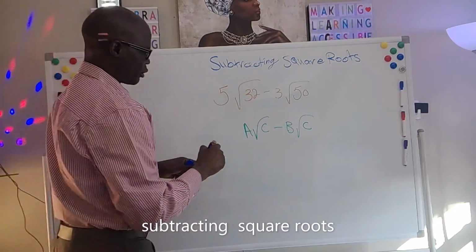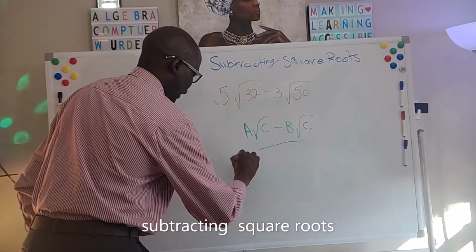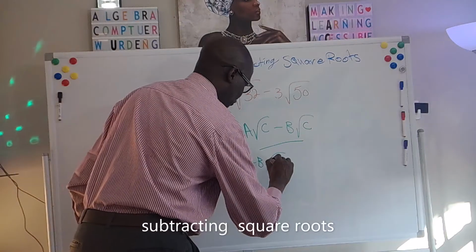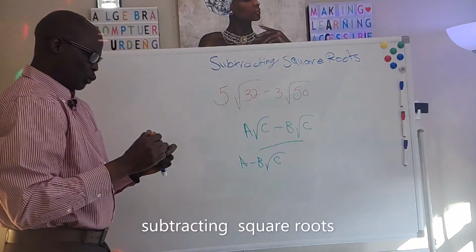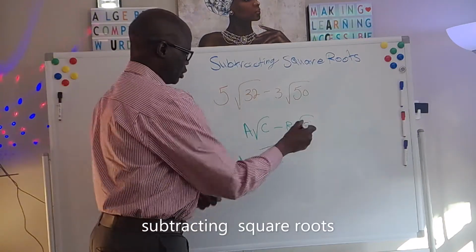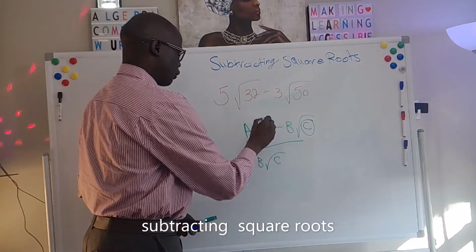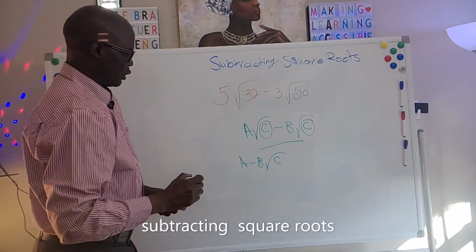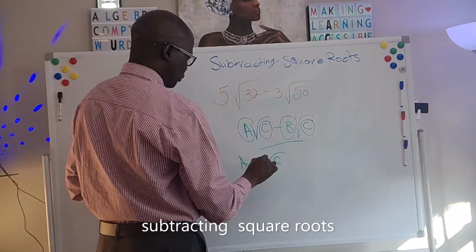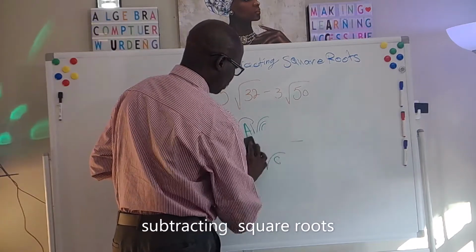From here, you can say A minus B times the square root of C. And that's what we're trying to do here, because the square root of C is the same thing as the square root of C. So you'll be able to subtract B from A times the square root of C. And that's exactly what we're trying to do in this example.